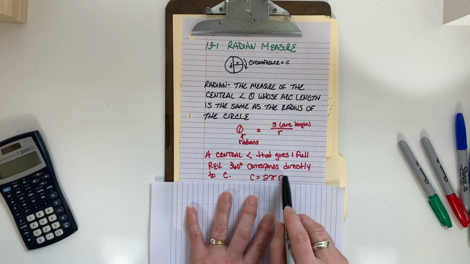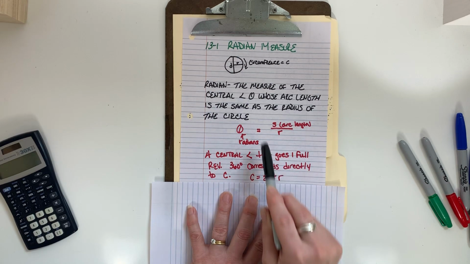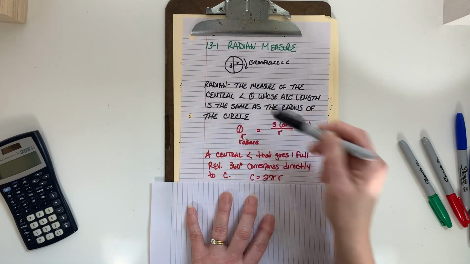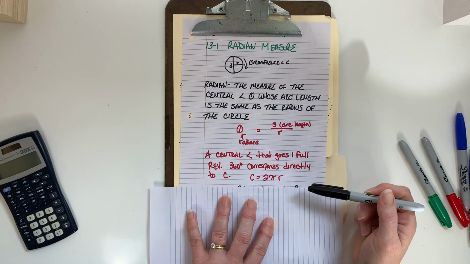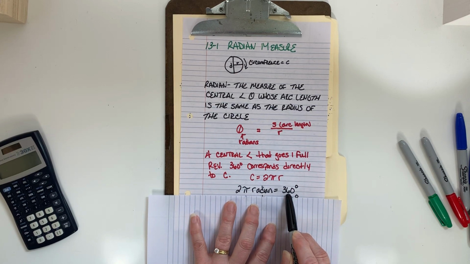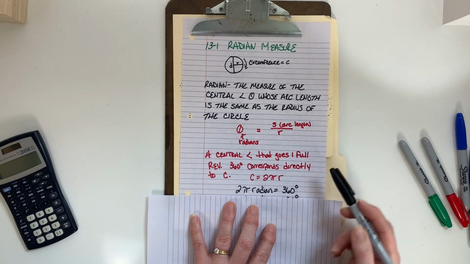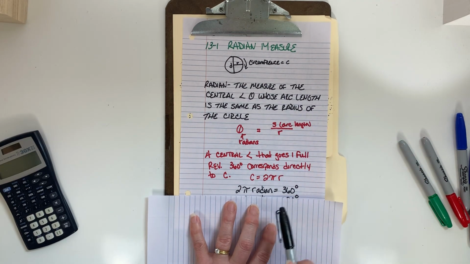So we can use this information that a central angle that goes one full revolution, that's 360 degrees, corresponds directly to 2 pi r. We can use that to say that there are 2 pi radians in 360 degrees. That's where that comes from. There's actually a proof on it. It's in the book if you want to look at it. But what we need to know for today is that there are 2 pi radians in 360 degrees.